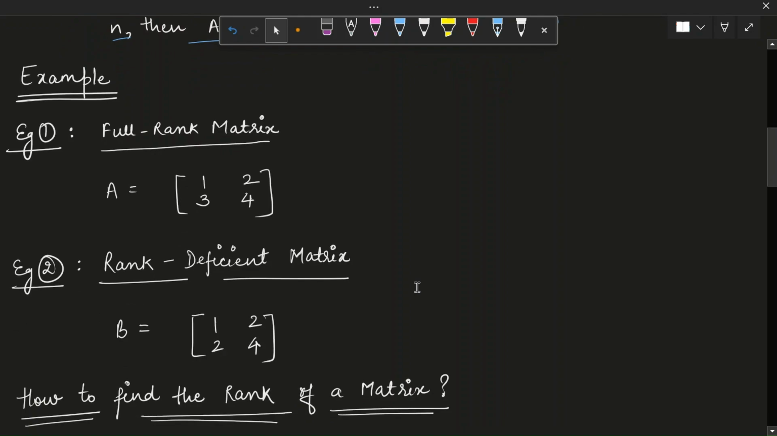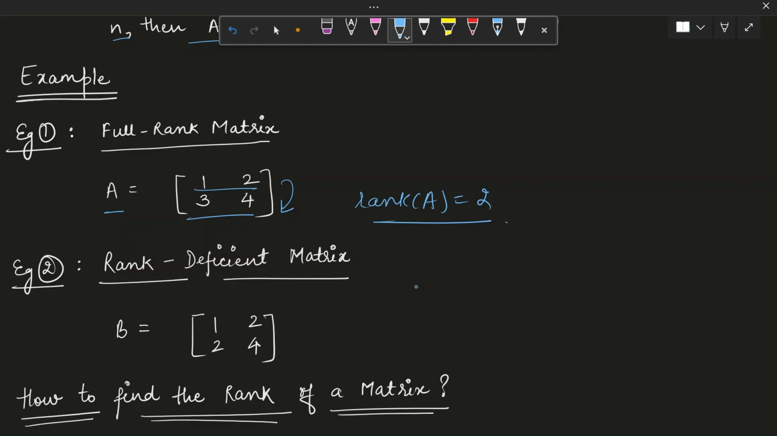Now let's look at some examples. Firstly is a full rank matrix. Suppose we have a matrix A with elements 1, 2, 3 and 4. The two columns are linearly independent, that is, one is not a scalar multiple of the other. So the rank of A here will be 2.